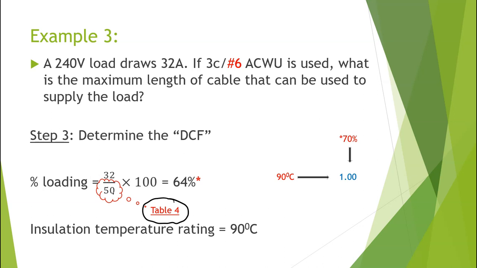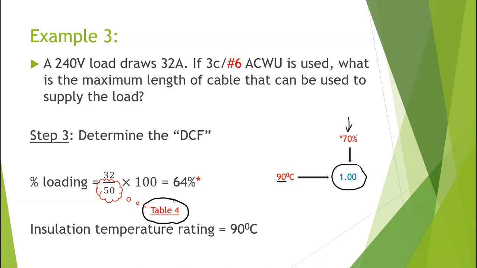Now, because Table D3 concluded does not have a 64% column, we need to go up to the next available higher one, and therefore we use the 70% column in Table D3 concluded. ACWU has a 90 degree insulation temperature rating, and therefore we use the 90 degree row, and that gives us a DCF of 1.0.